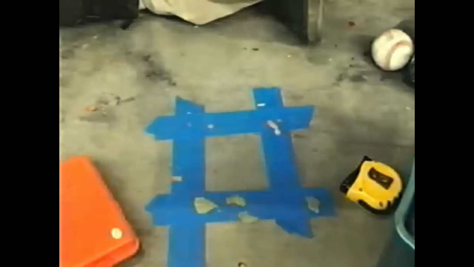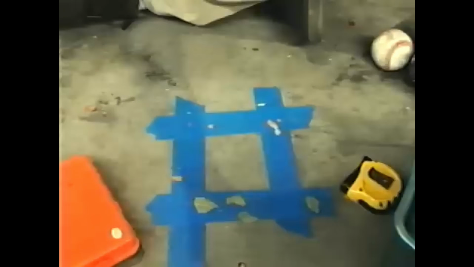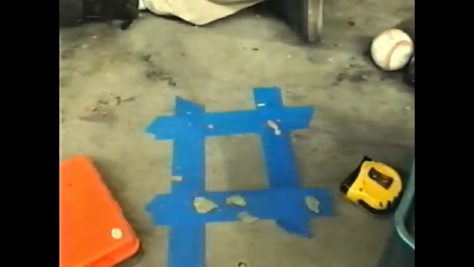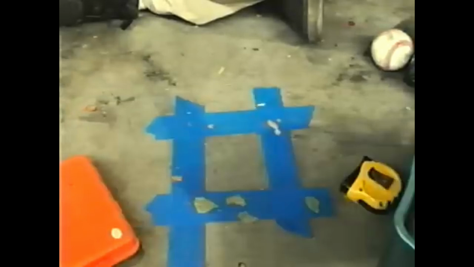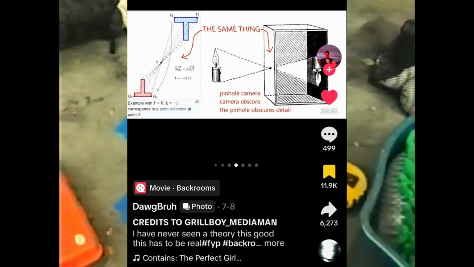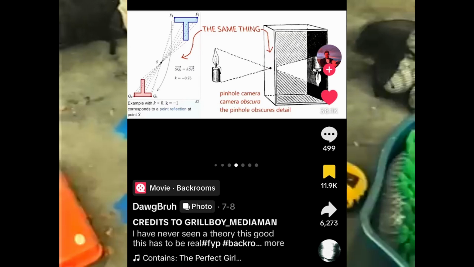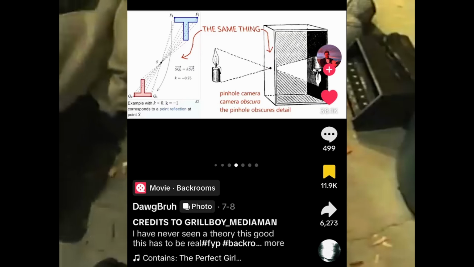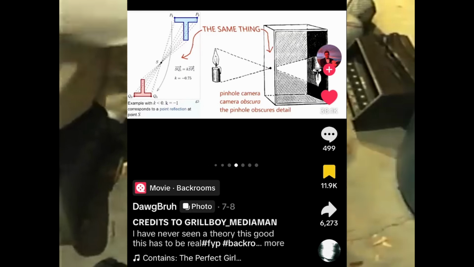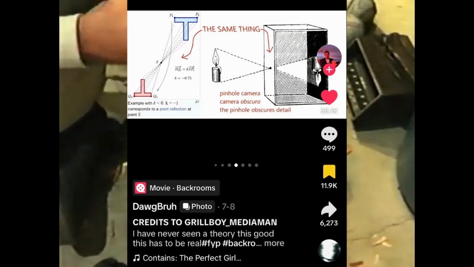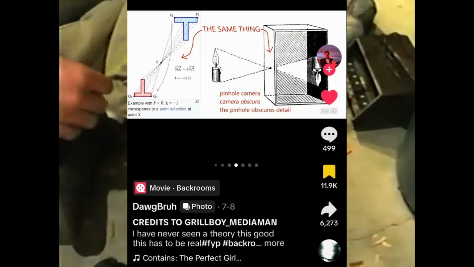Basically, null zones act as a gateway for items and people to enter the complex, but I don't think this is their only purpose. I think null zones also act like a window for the complex to see into the real world. A user on TikTok by the name of Dogbruh had a very interesting theory about how null zones work in this way, and I thought it was so cool that it gave me the inspiration to make this part of the video. So credit to him for coming up with this. As far as I know, he's the only person I've seen say this, but he posited that null zones act like pinholes.